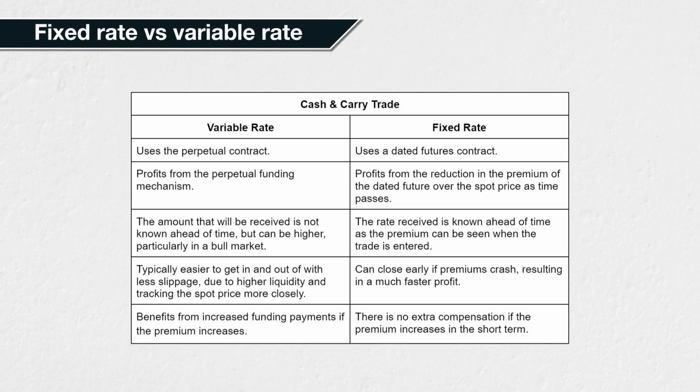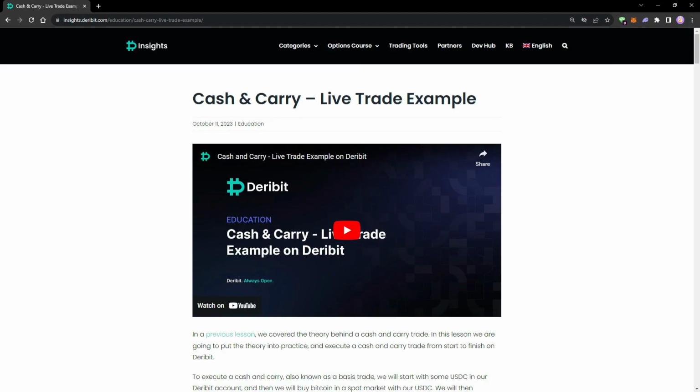This lesson should serve as a good example of how to execute a variable rate cash and carry trade on Deribit, as well as a useful comparison of the two different types of cash and carry. We will come back to the example executed in this lesson in a future lesson. But for a start to finish example of the fixed rate version, including fully closing the position, see the previous lesson here.